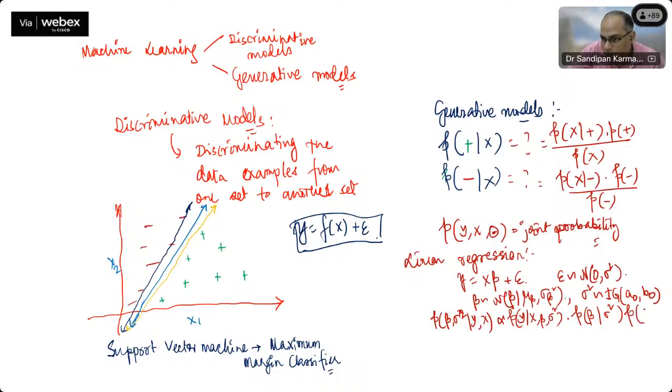Then P of sigma square. The prior on sigma square is inverse gamma with a naught and b naught, and the prior on beta is normally distributed. Here I am telling that it is dependent upon sigma square, so this sigma square will be entering into this sigma beta square, and it will be having a joint variance.